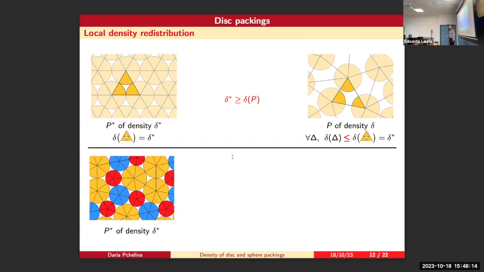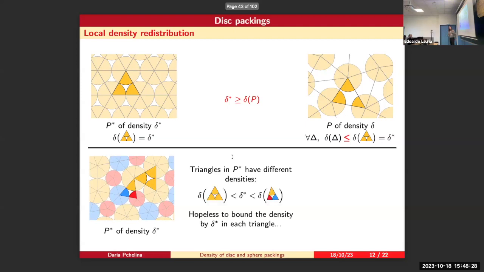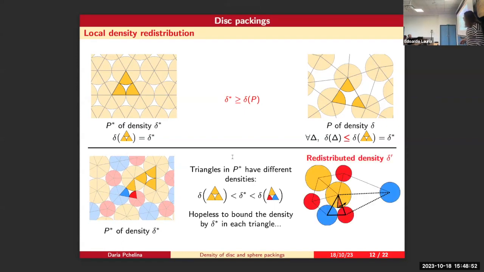So now I would like to invent the same kind of proof for multi-size disk packings. And now I have the first difference. We have several disk sizes, so we have several kinds of triangles in our packing. And some of them are denser than others, and some of them, like this one, are denser than the density of the whole optimal packing, delta star. So we cannot find the same bound anymore. We cannot bound the density of any possible triangle by delta star. It doesn't work anymore. And so that's why we introduce the redistributed density.